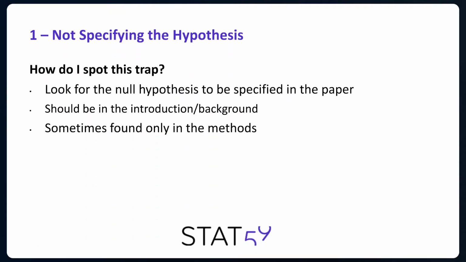Now, when you're reading through some literature and you're wondering how can I evaluate the quality of a specific study, how do I spot this trap of not specifying the hypothesis? Well, once again, always look for the null hypothesis to be specified in the paper. If the null and alternative hypotheses are not specified in the paper, then you cannot meaningfully interpret the p-values. This should be in the introduction or the background, but sometimes it's found only in the methods.